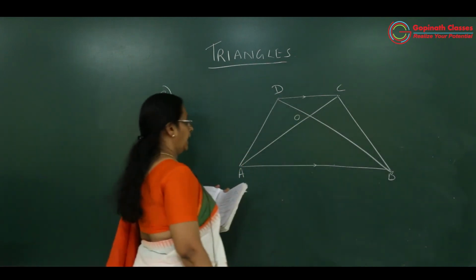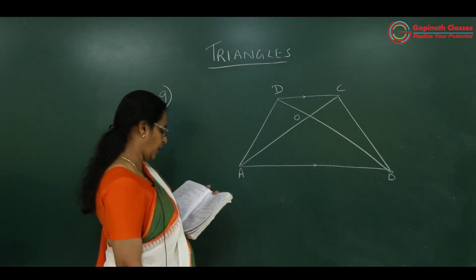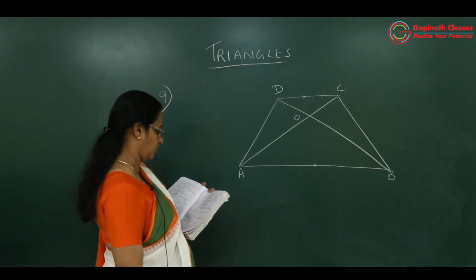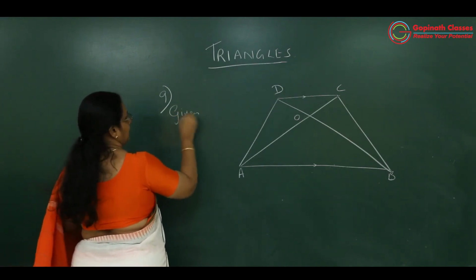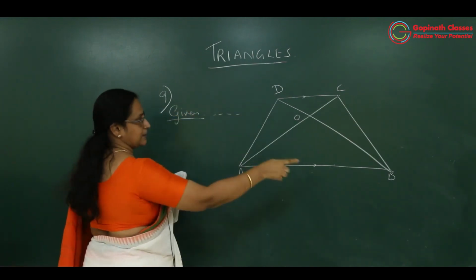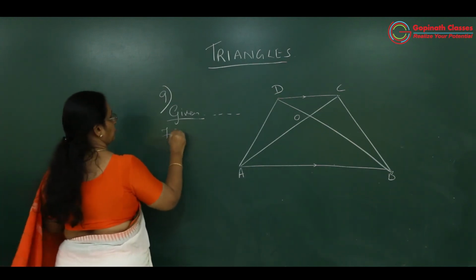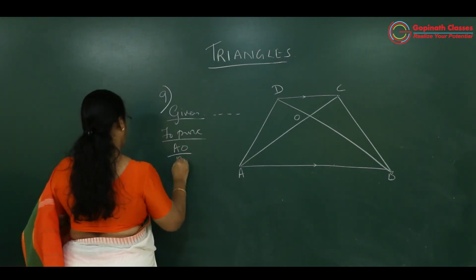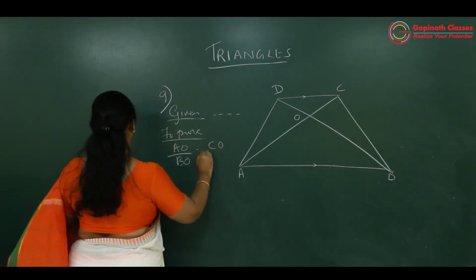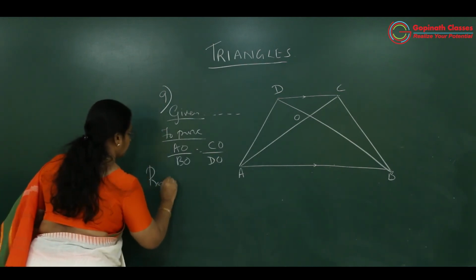Show that AO by BO is equal to CO by DO. To prove है AO by BO is equal to CO by DO. So given क्या है? In trapezium ABCD, all that things you can write, जो भी दिया है data. To prove क्या है? To prove is AO by BO is equal to CO by DO. Okay, let's come to the proof.